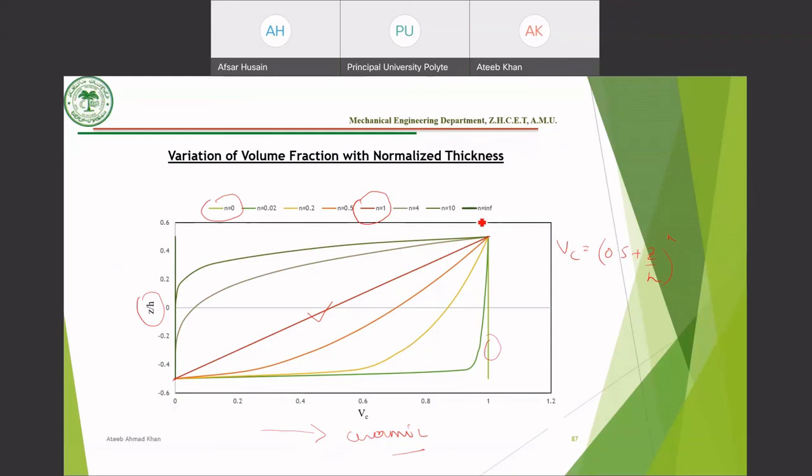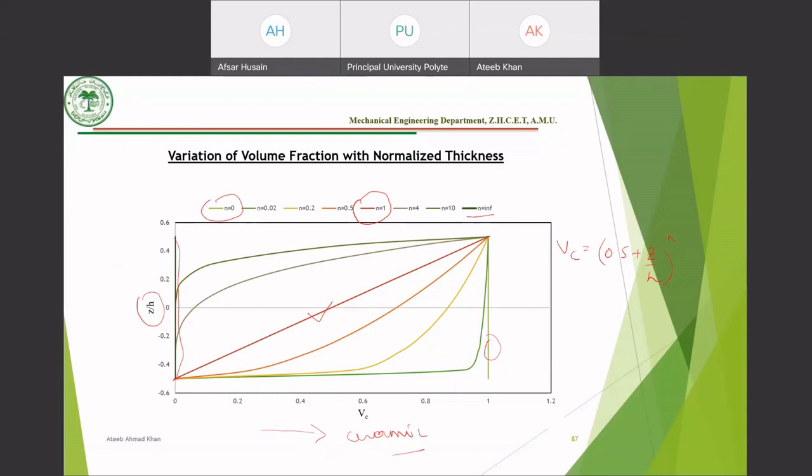And similarly, if we take n equal to infinity, this is a straight line where the volume fraction of ceramic will always be 0 throughout the thickness of the plate. In other words, the plate will be completely, or 100%, made up of metal.